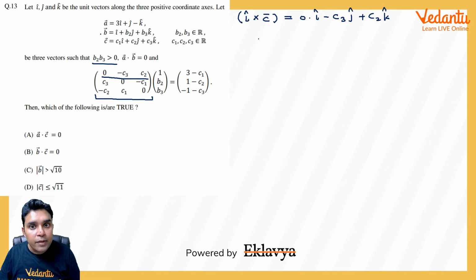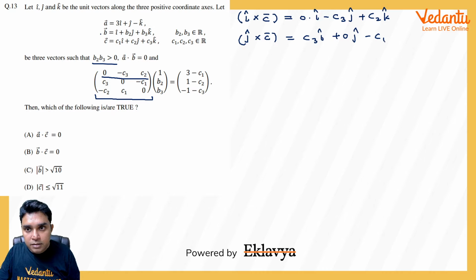And similarly, I will leave this for you, or you can verify that if I do J cross C, it comes out to be C3 I cap plus 0 J cap minus C1 K cap. Let us check. J cross I is minus K, so C1 will be coming with minus sign. J cross J is null vector. J cross K is I, so C3 I cap.